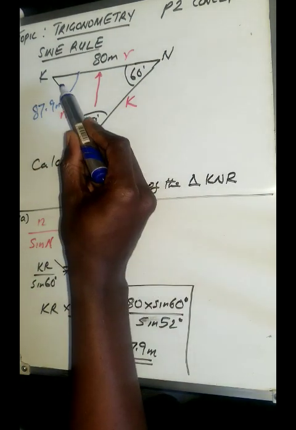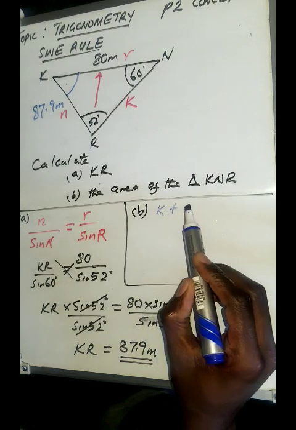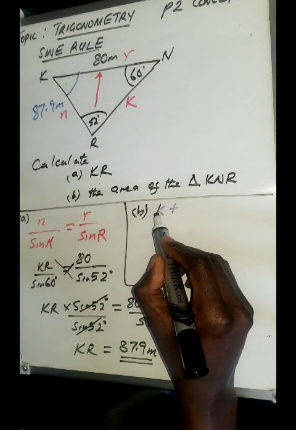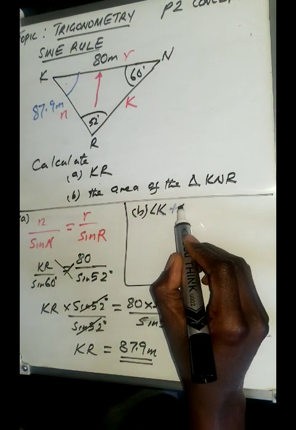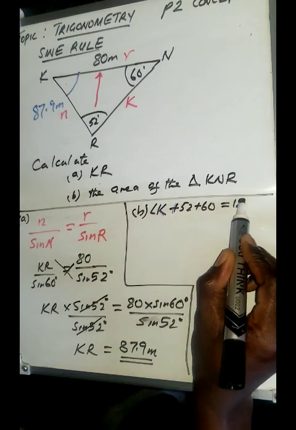So meaning when you add this angle K, let me just say, angle K plus 52 plus 60 should be equal to 180.